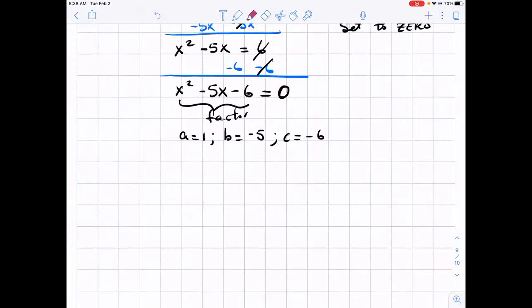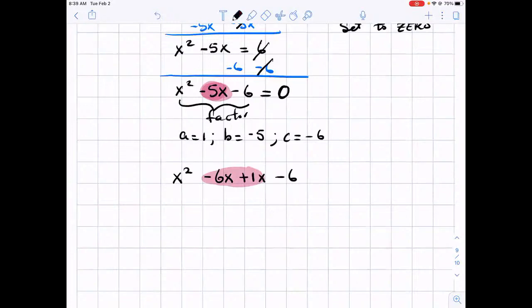So I'm going to replace this here. And we have x squared minus 6x plus 1x minus 6. Okay? Because if you add these two guys with the signs, you will get this. So you'll have to multiply a times c and look for the pair that add to give a negative 5.